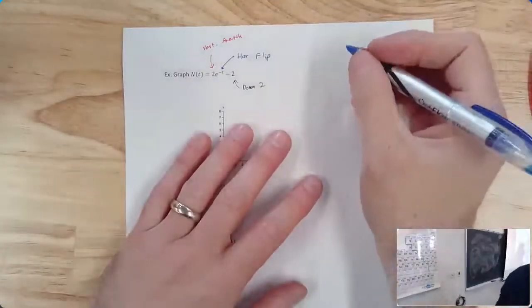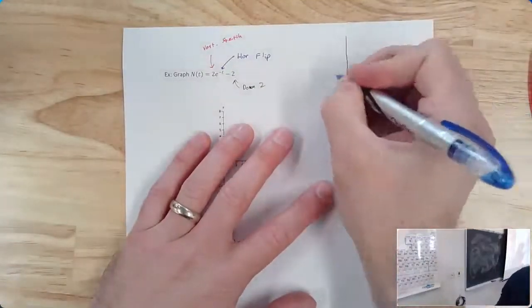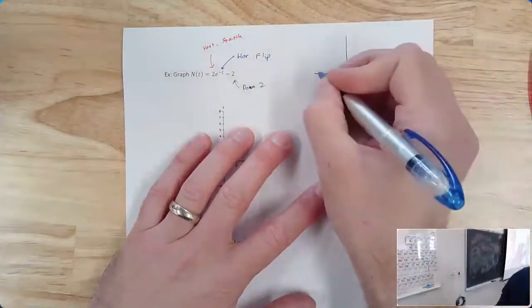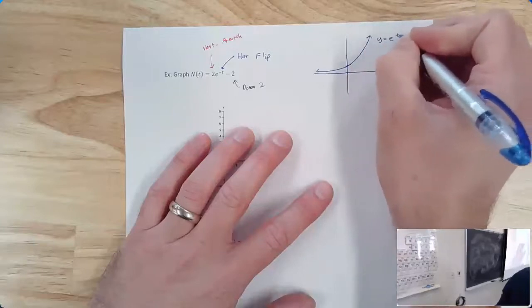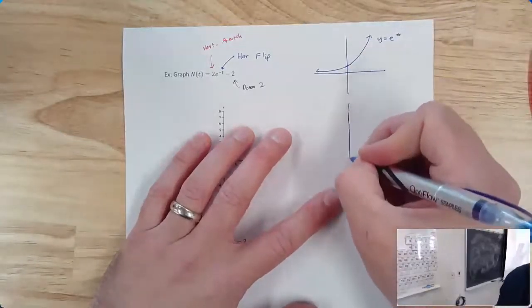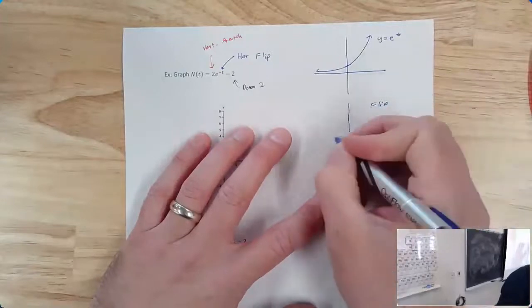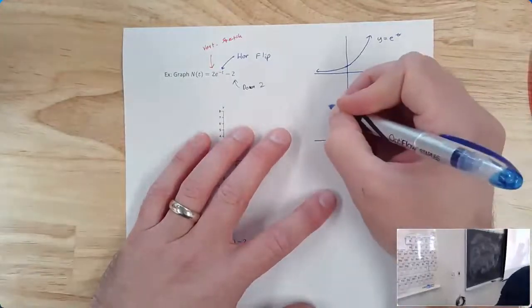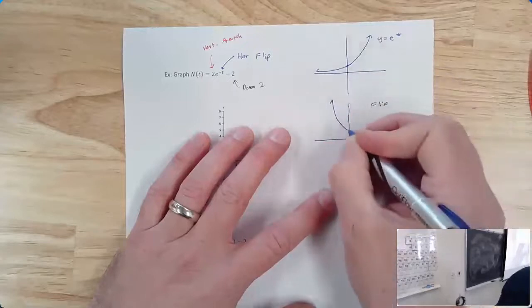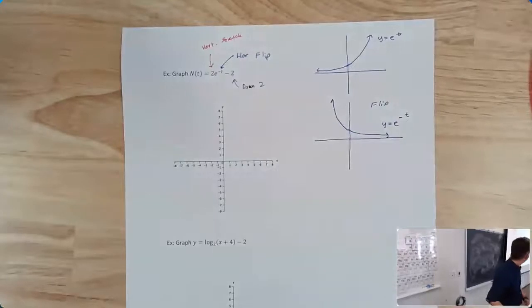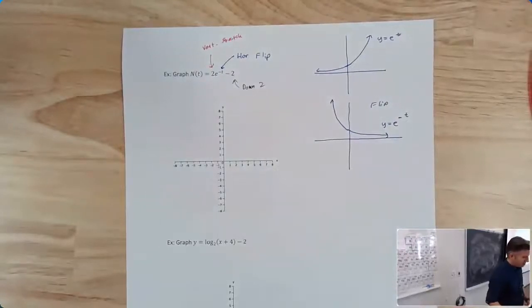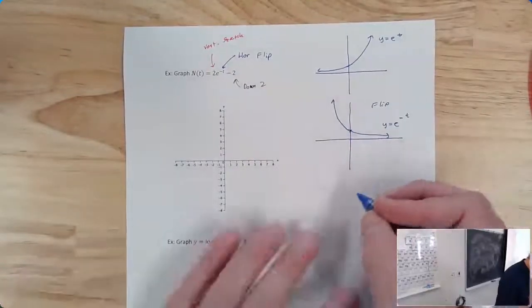So I'm going to draw the things over here to make it less cluttered on the final graph. So here's our original y equals e to the t. And here's our flip, y equals e to the negative t. And then the stretch, I'm not going to worry that much about. I could draw it. I guess I'll draw it.